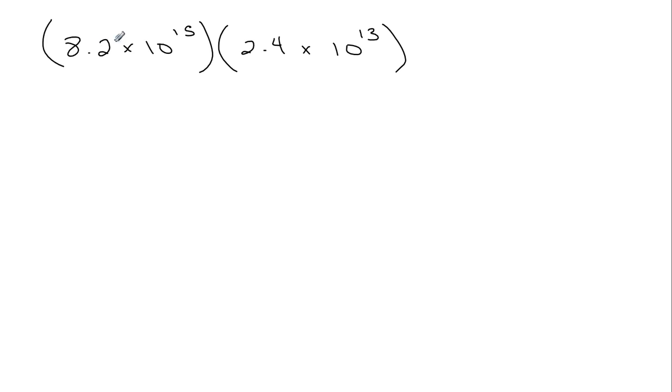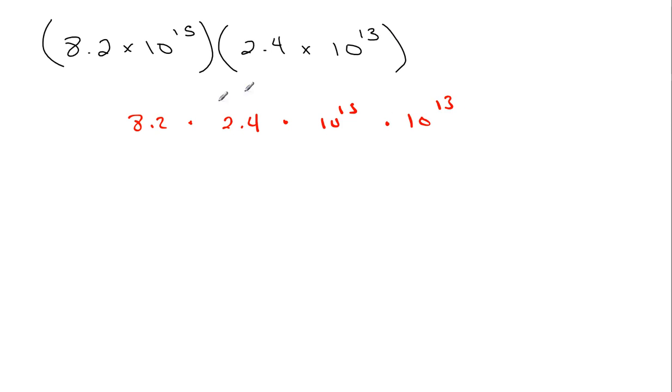All right, so you have 8.2 times 10 to the 15th times the quantity of 2.4 times 10 to the 13th. Okay, so how I'm going to look at this, since this is all multiplication, if you think about the properties of multiplication, 5 times 3 times 2 times 7 is the same thing as saying 3 times 2 times 5 times 7. Do you agree? Okay, so using that property, this is the same thing as saying 8.2 times 2.4 times 10 to the 15th times 10 to the 13th.